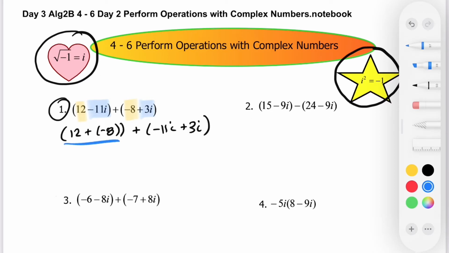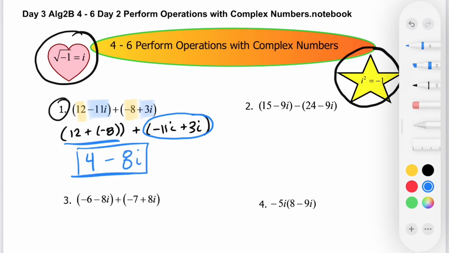So 12 plus -8 is +4. And then in the parentheses here, we have -11i plus 3i, which is -8i. So I'm just going to write that as 4 minus 8i. Again, your rule of thumb here is when you're adding or subtracting complex numbers, you want to add the real parts together, and then you also want to add the imaginary parts together. So let's take a look at a second example. Let's look at problem 2.